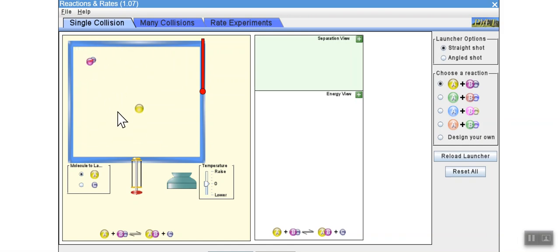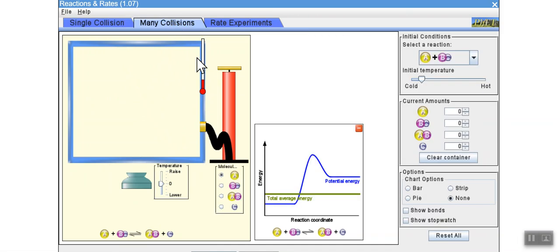So basically the rate of the reaction is how quickly reactants can be turned into products. So what are some of the things that we can do in order to increase the rate of the reaction? For example, we can add more reactants. So if I start adding in A, we can see here that we're adding some A's into the mix, and then I can add some of these guys.